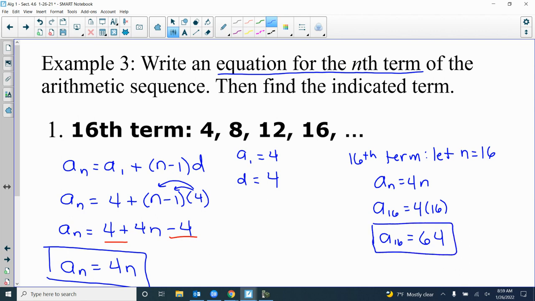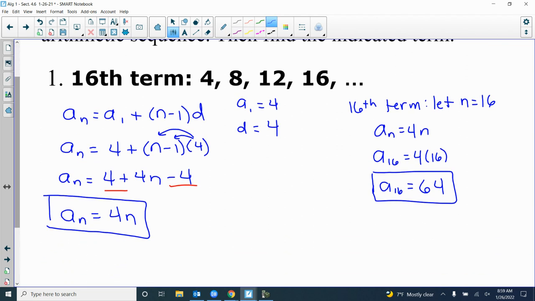So you got that. So 2 pieces we had to do. We had to find the equation for the nth term, which is this right here. The 16th term is going to be 64.